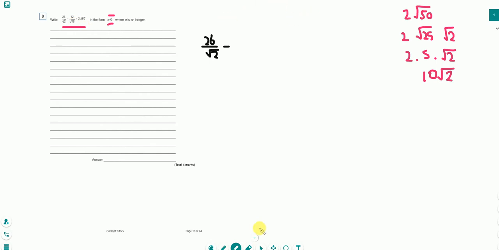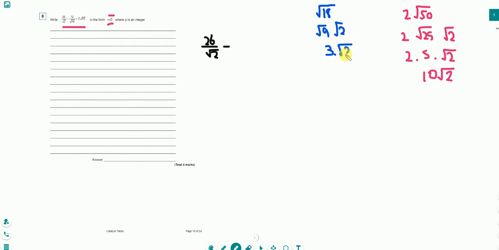So root 18, and again, we know from the question we must have it as a root 2. So we factorise 18 to give us 2, so the other one must be 9. So root 9 times root 2 is root 18, and the square root of 9 is 3, so we have 3 root 2.